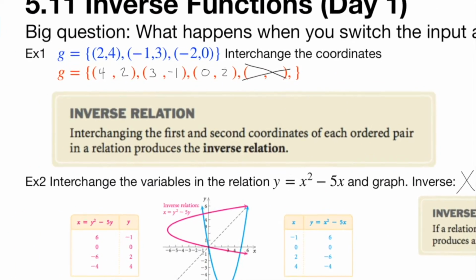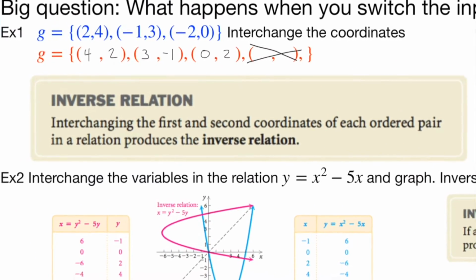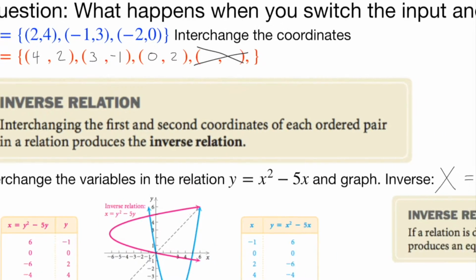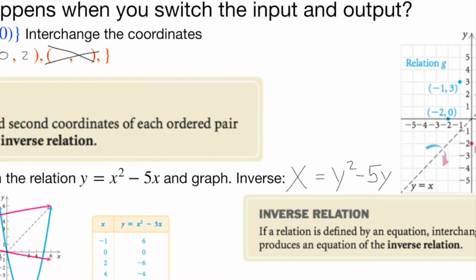If you were to do that with the variables, here is the interchange of variables in the relation y equals x squared minus 5x. The inverse would therefore be the exact same thing again, except every time you see a y, you write an x, and every time you see an x, you write a y. So there's the inverse relation, and that's what it looks like in equation form. This is point form. This is equation form.